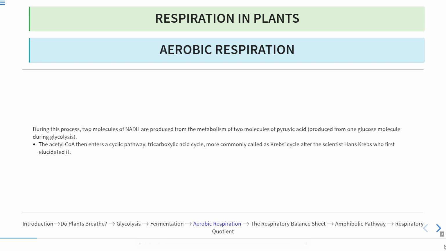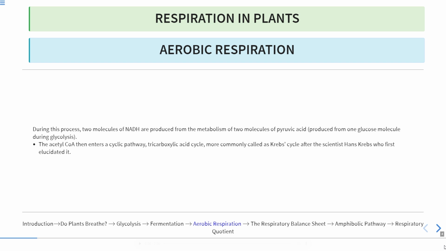The acetyl coenzyme A then enters a cyclic pathway. This acetyl coenzyme A, which has been produced here, enters the cyclic pathway called the tricarboxylic acid cycle, more commonly called the Krebs cycle. Krebs was the scientist who discovered this, and that is why the cycle is called the Krebs cycle, after Hans Krebs, who first elucidated it. This is a very important step of reaction.